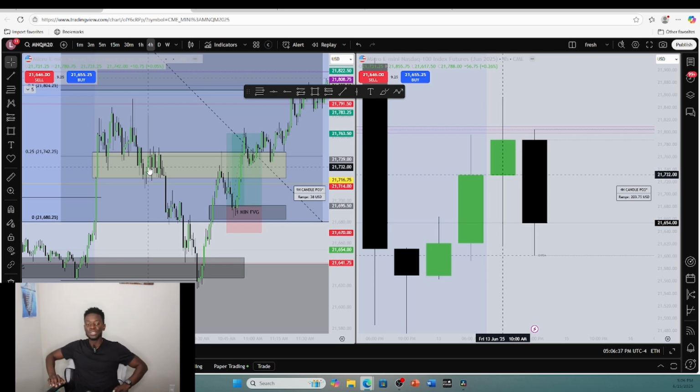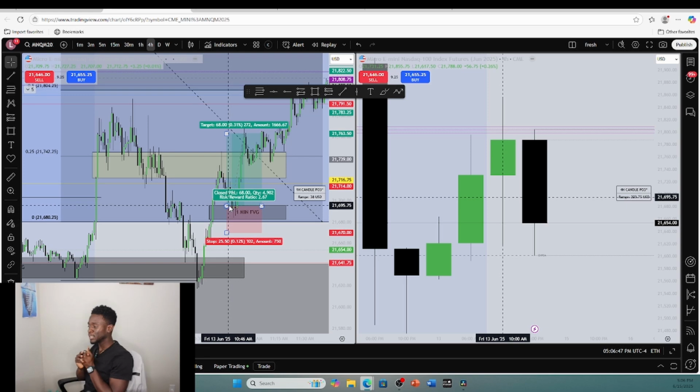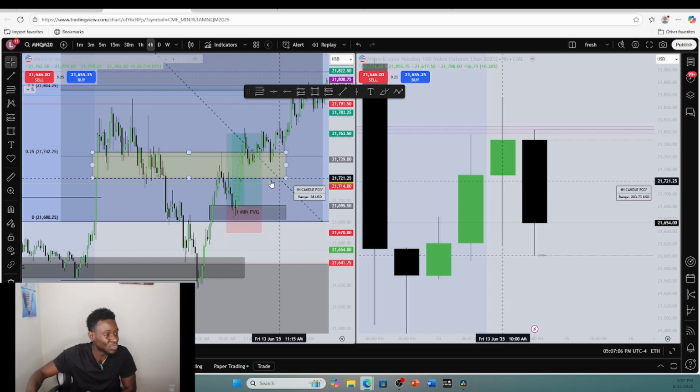21,730. So now listen to me, guys. This entry is in the wick, as you can see, of that 4-hour candle. Again, we're attacking and engaging the price from a premium and or discount perspective. So if you understand that, chances are your entries are going to be at the open, close to the open, close to the low, or inside the wicks. Okay? I know it's clicking.